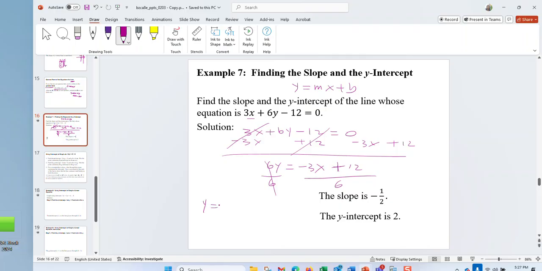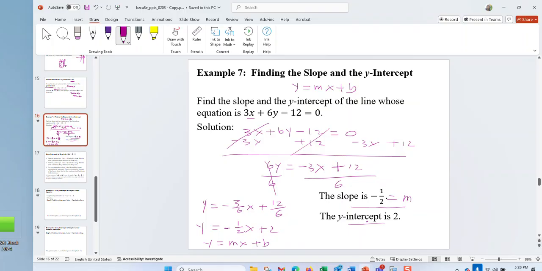So I have a y, and then each one divided by 6, right? So this will be negative 3 over 6x plus 12 over 6. Okay, and then simplify, so that's negative 1/2 x plus 2. Alright, so now I have this in y equal to mx plus b form. My m here is negative 1/2, and my y-intercept, or b, is 2.